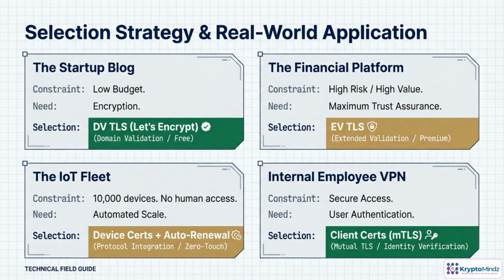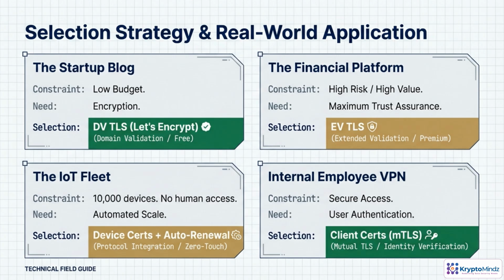heavy validation. At the other extreme, if you run a high-risk, high-value financial platform, the need shifts to maximum assurance of who's on the other end. That's where extended validation style approaches make sense. Stricter vetting, stronger legal backing, and clearer accountability if something goes wrong. For massive IoT fleets, the core constraint is scale and the lack of humans in the loop.